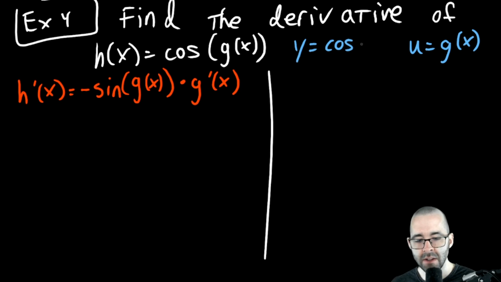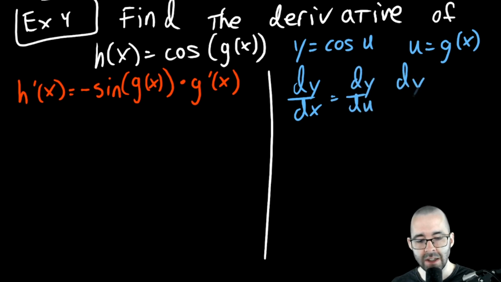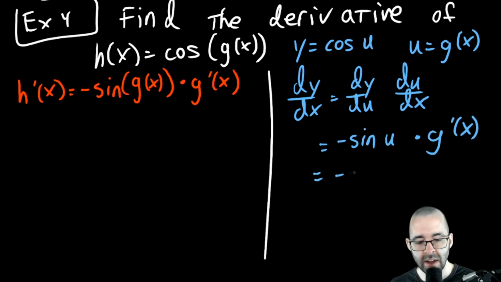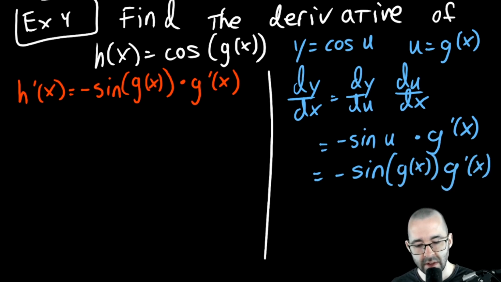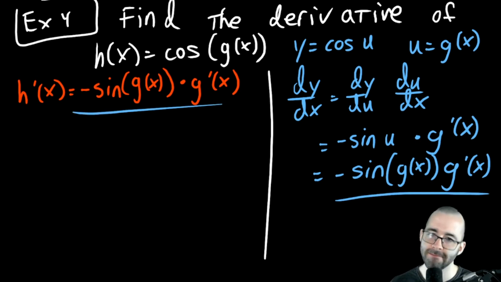Then y is just the cosine of that inside function. dy dx equals dy du times du dx. The derivative of y with respect to u is negative sine of u. The derivative of u with respect to x, again, is just g prime of x. And then what is u? Just replace that u with what it equals, the g of x. And either way, you should get the same answer. And there we go. All right, let me know if you have any questions, and enjoy some of these homework problems. They can be a bit messy.